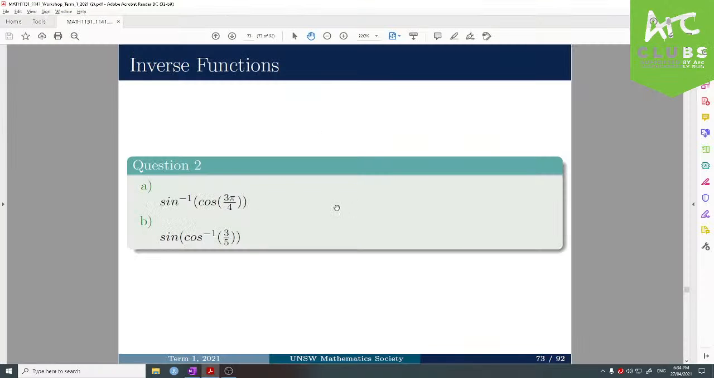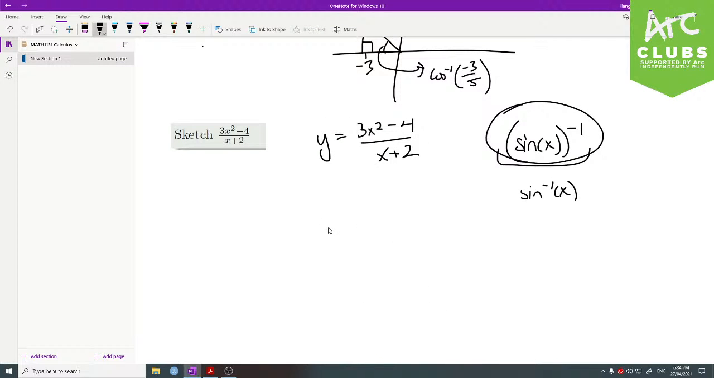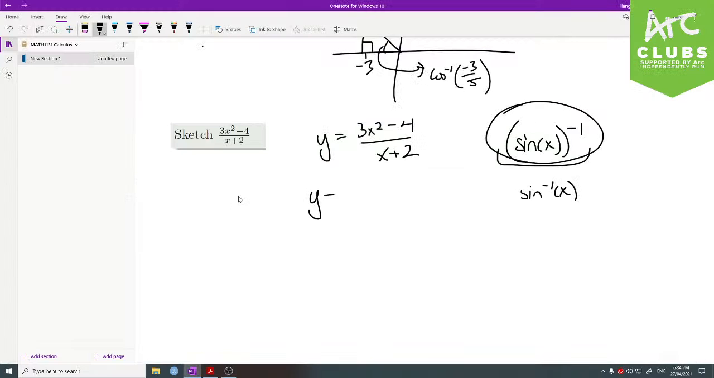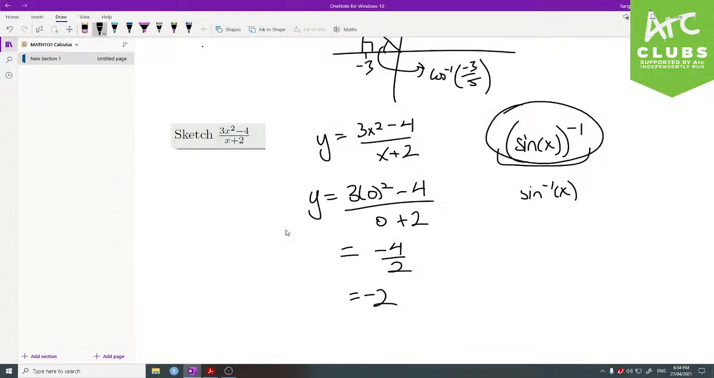Okay, let's move back to oblique asymptotes. When x equals 0 here, we would have y equals 3 times 0 squared minus 4 over 0 plus 2. And so then we would have minus 4 over 2, which is equal to minus 2. Right, which is how we got when x equals 0, y equals minus 2.